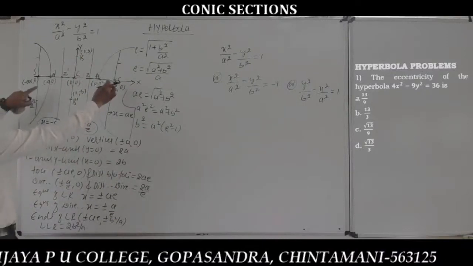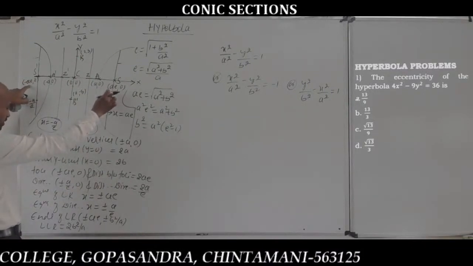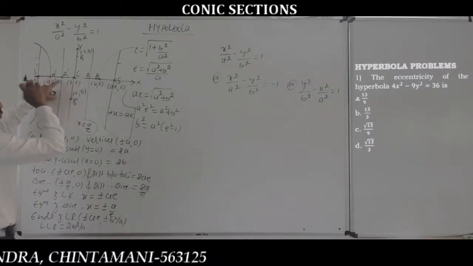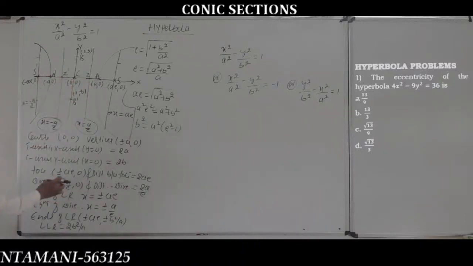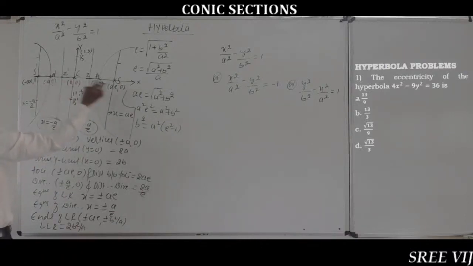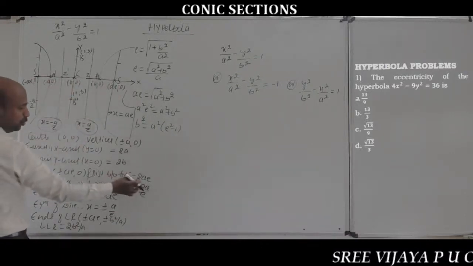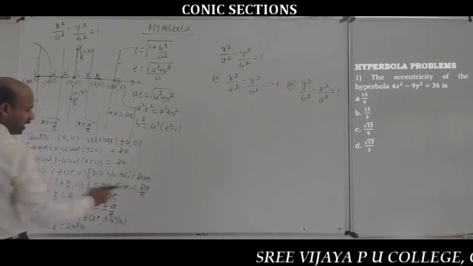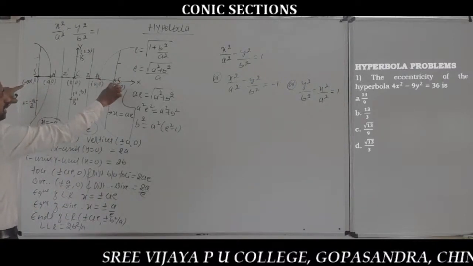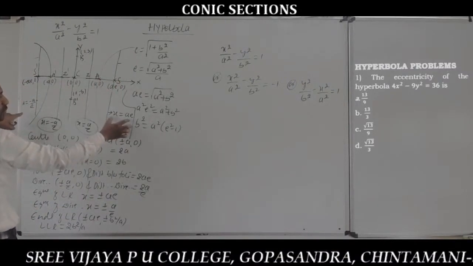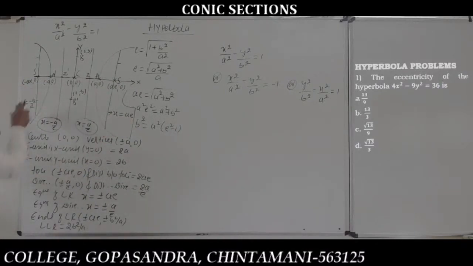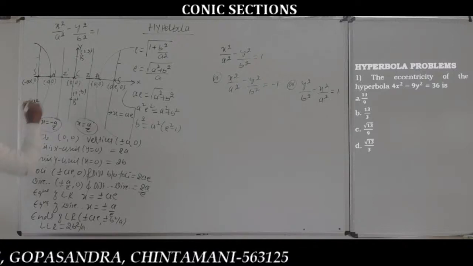So the coordinates of the foci S and S dash are plus or minus a comma 0. The coordinates of the directrices, the coordinates of Z and Z dash, are plus or minus a by e comma 0. Obviously the distance between the foci S and S dash is 2ae, and the distance between the directrices is 2a by e. And for the equations of latus rectum, these are the two latus rectum passing through the foci and perpendicular to the axis. One of them is x is equal to ae, and another one is x is equal to minus ae.